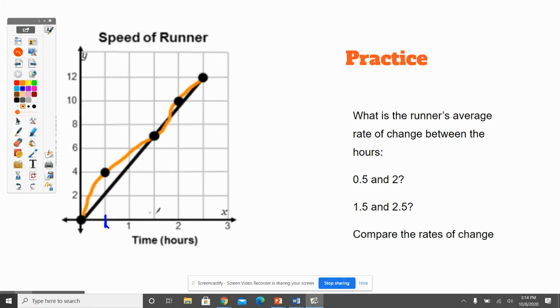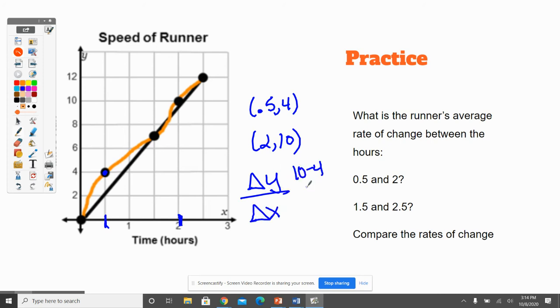0.5 hours is here, 2 hours is here. So you're looking at 0.5, 4, and 2, 10. Delta y over delta x. The change in y would be 10 minus 4. The change in x would be 2 minus 0.5. 10 minus 4 is 6. 2 minus 0.5 is 1.5. So you would take 6 divided by 1.5 in your calculator, and you would get 4 miles per hour.